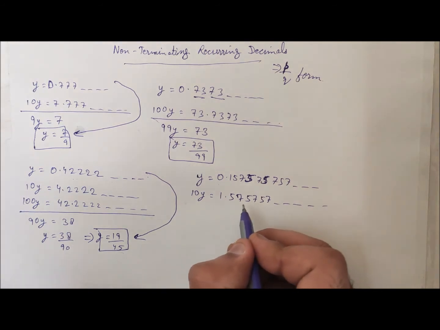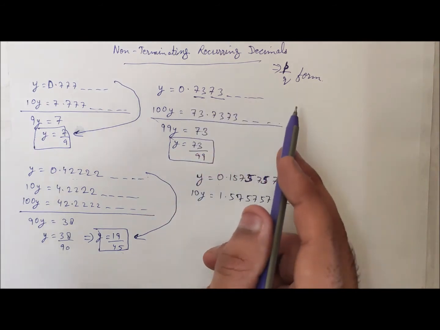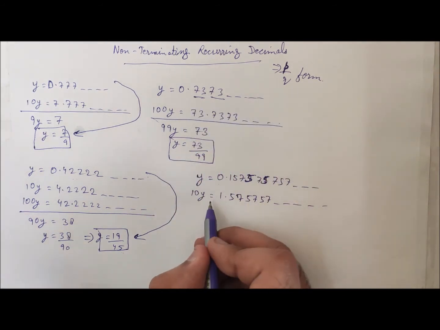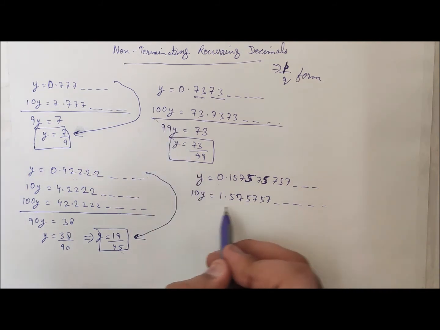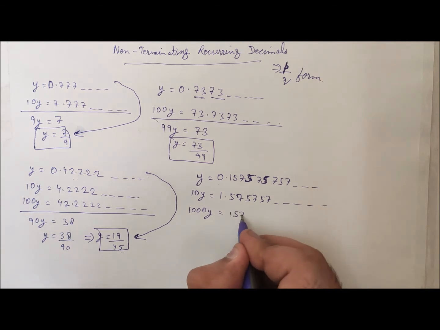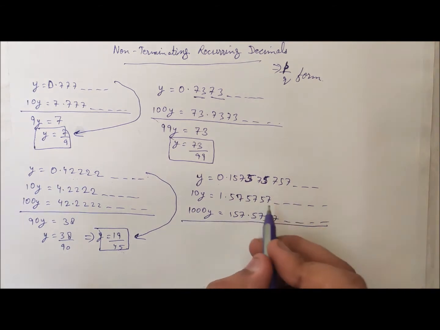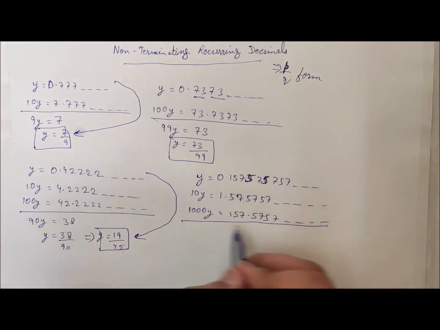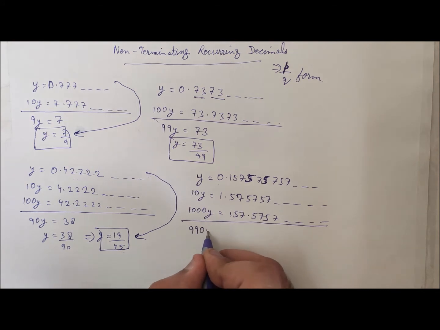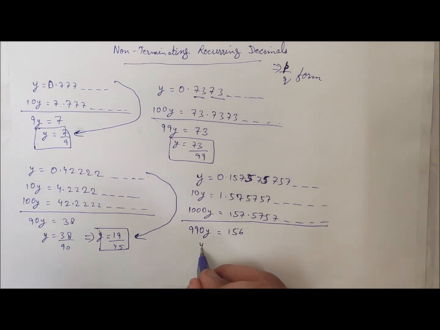Now there are 2 digits that are being repeated. So this is the case of the earlier question, 737373 being repeated over and over again. So now I can just multiply with 100. If I multiply both sides with 100, I'll get 1000y is equal to 157.5757 dot dot dot. Now if I deduct this equation from this one, I'll be left with 990y is equal to 156, which is technically my answer. I've reached my answer already. y is equal to 156 by 990.